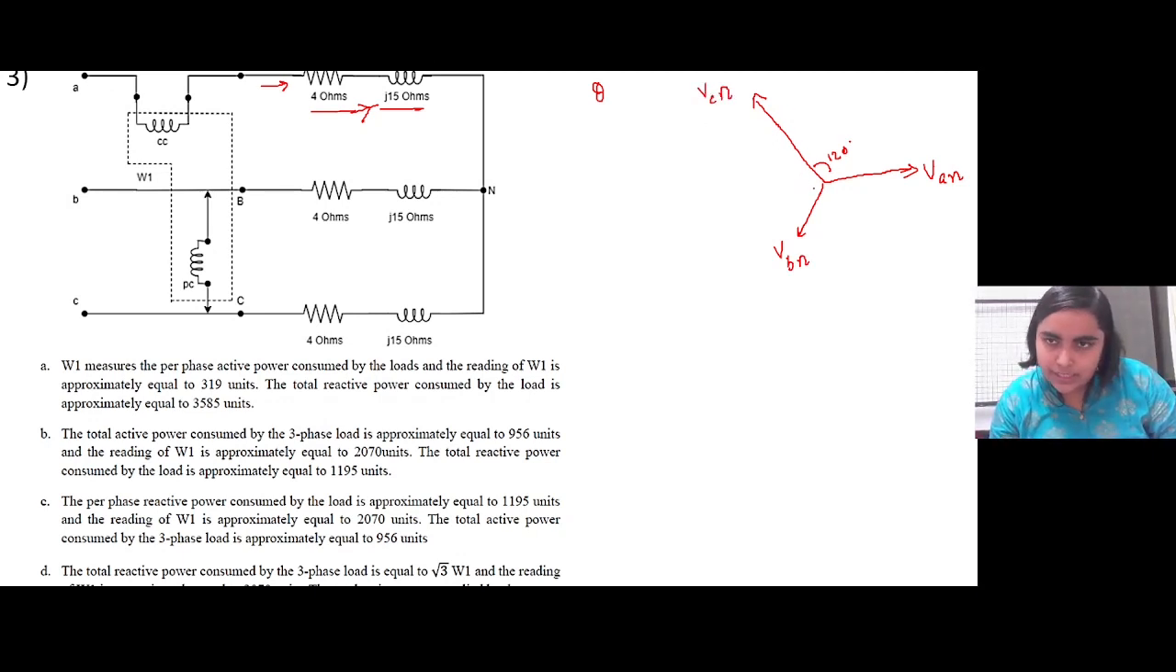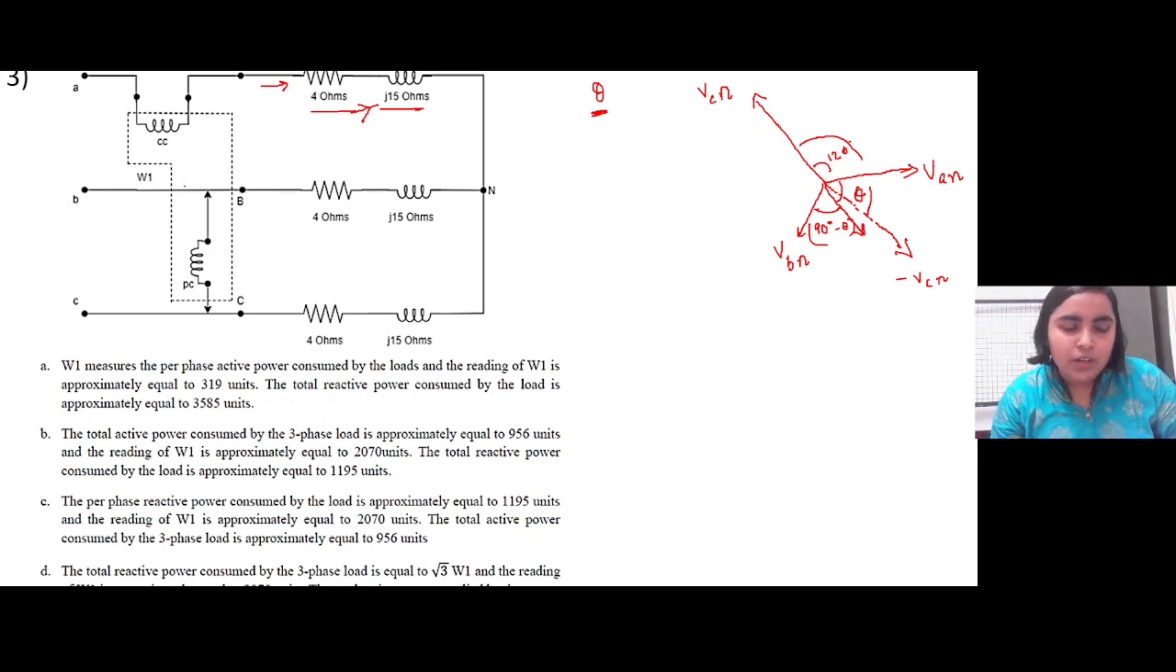Now this angle theta here: since this is an inductive circuit, current will lag voltage. So in this type of inductive circuit, current will be somewhere in this particular region, and it will be given like this. So let this angle be theta. This will be 90 degrees minus theta, and this VCN. If this is 180 degrees, then this is minus VCN.